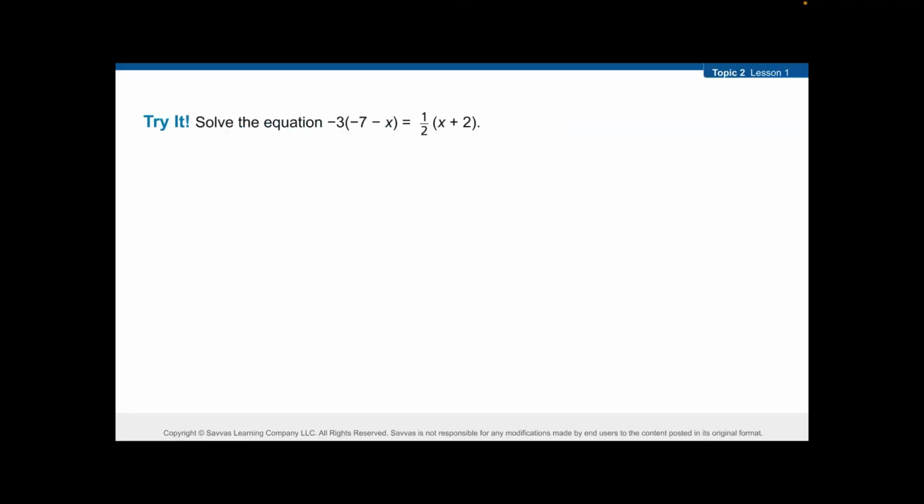Here is a very similar example for you to try. You have a negative 3 you need to multiply in, as well as a 1/2 to multiply in. So you do have to do distribution on both sides, and then solve it like we have been. See if you can get the right answer.